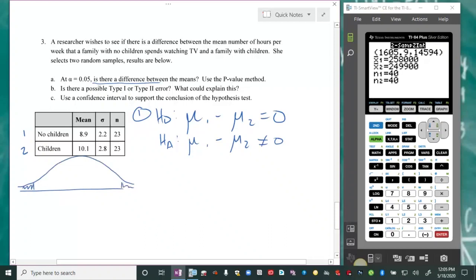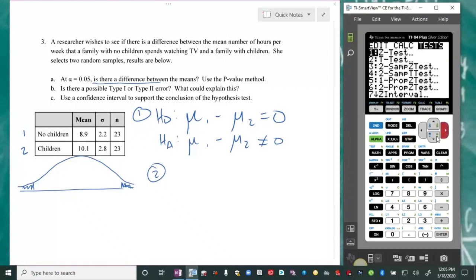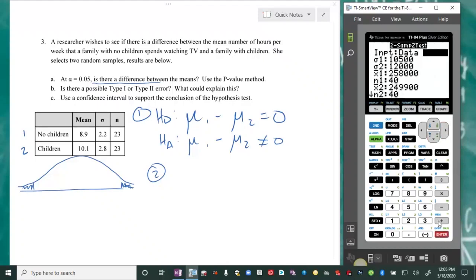We want to use the p-value method again, which is great. I don't need to use the table at all, so I can just go right to step number 2 and put this into my calculator. So stats and then tests. I want that 2 sample z-test. And let's go ahead and just work through our input.